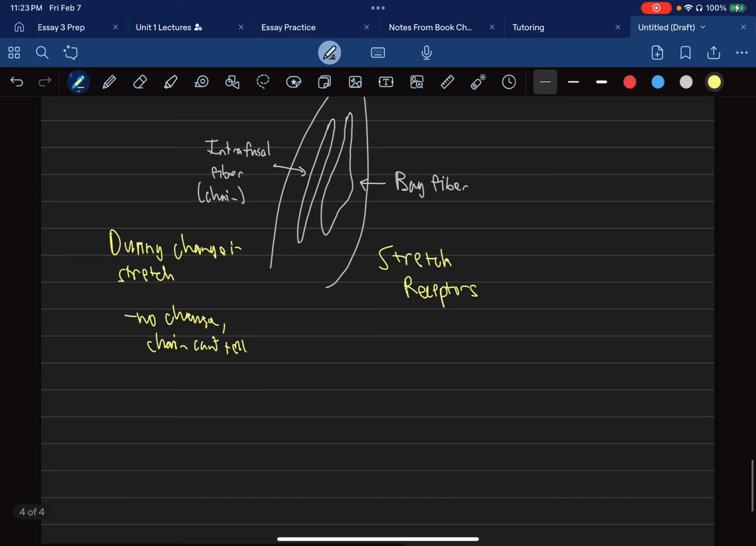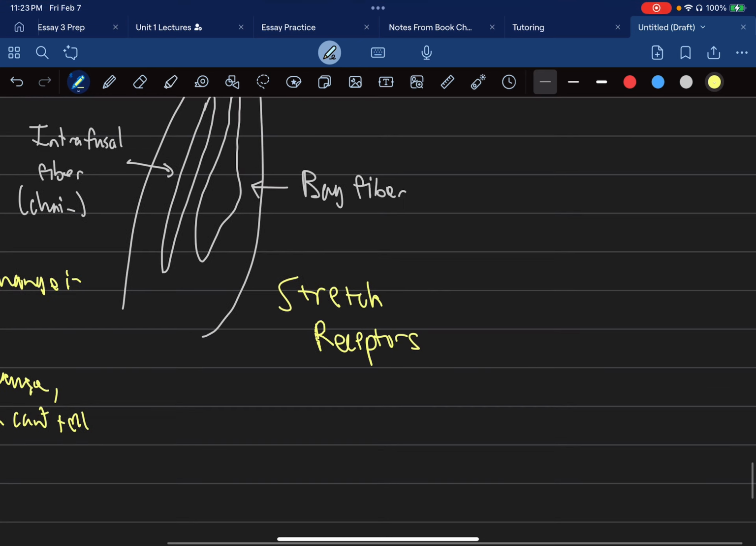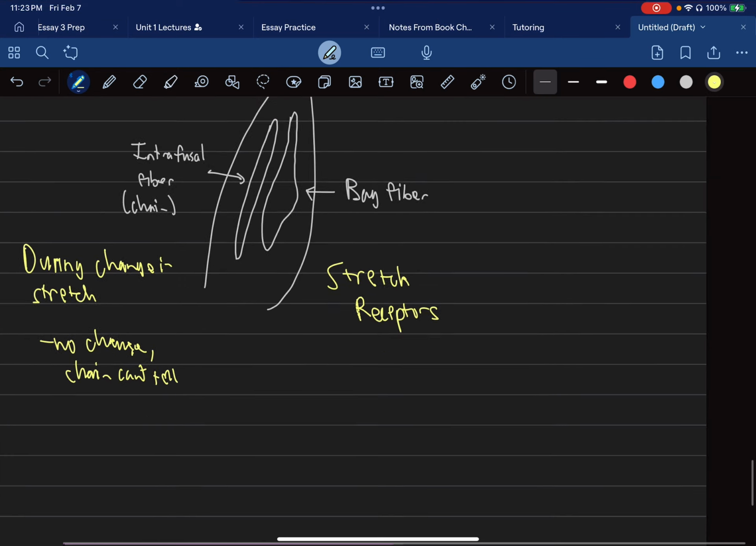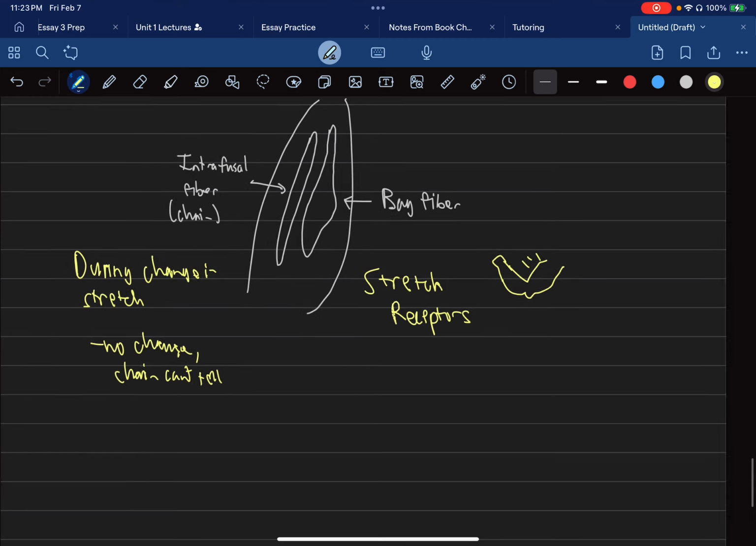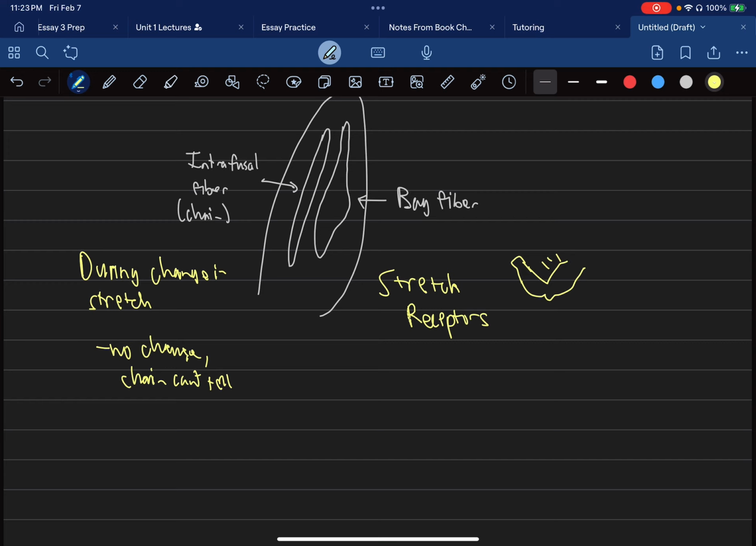The bag fiber is going to be less receptive when there's change, but more receptive during extended stretching. So if we're just sitting here and say I draw an arm, we're just sitting here in our flex state. The bag fiber is going to be good at detecting that we're in a flex state, but it's not as good at detecting the change.